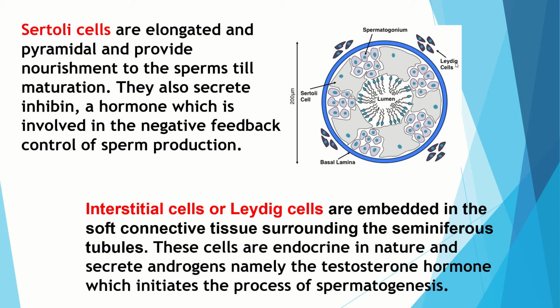These Leydig cells have a special function: they are involved in the secretion of androgen, namely the testosterone hormone, and because of this they are involved in the process of spermatogenesis. So that is a very important cell. The Sertoli cell is otherwise called the nurse cell, which nourishes the sperm, and the Leydig cells are involved in the secretion of androgen, that is the testosterone hormone, for spermatogenesis.